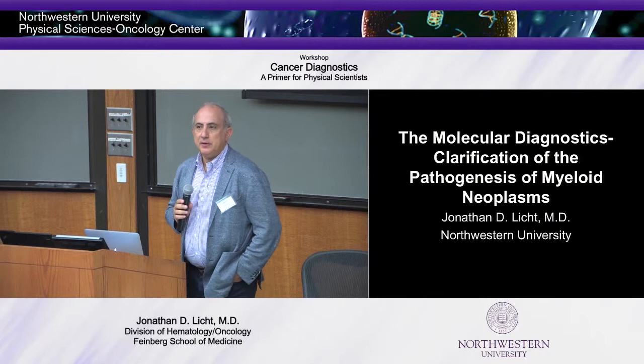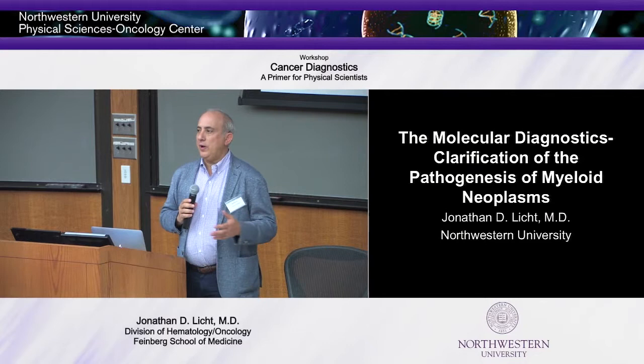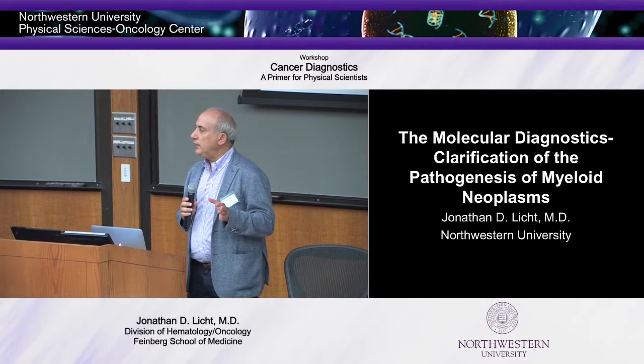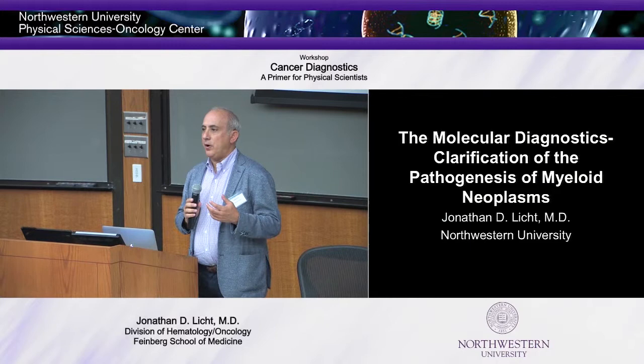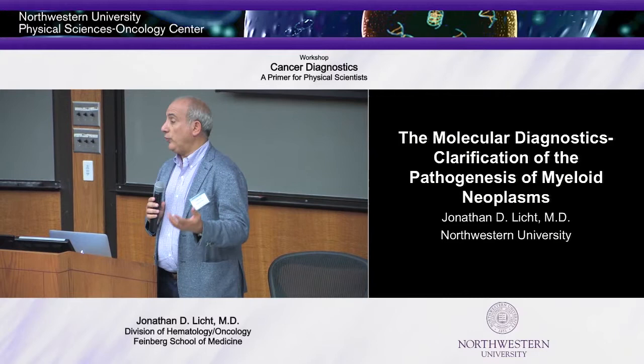I'm going to merge the topic of genomic technologies with the subject I know well and I'll teach you some more about, which is neoplasms of the white blood cell lineage, particularly the myeloid lineage. When we talk about white cells, we can think about lymphoid cells that make antibodies, those are B cells. We can think about immune cells that are part of delayed type hypersensitivity, like skin rashes, those are T cells. They are also involved in organ rejection.